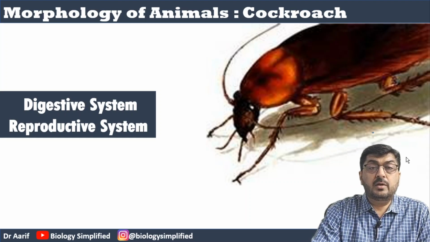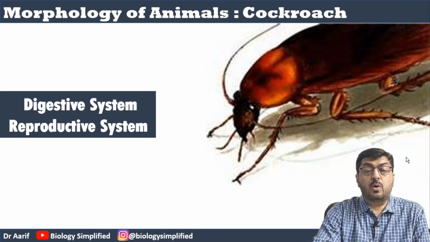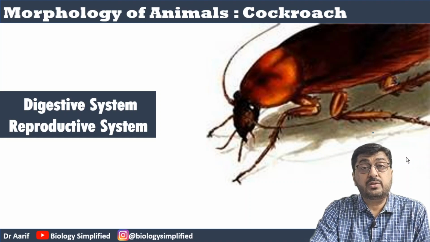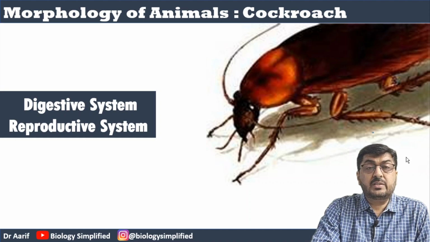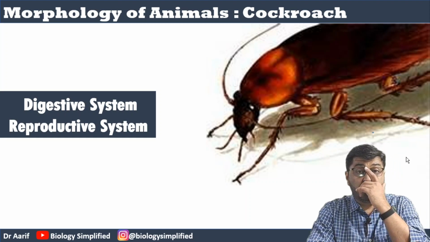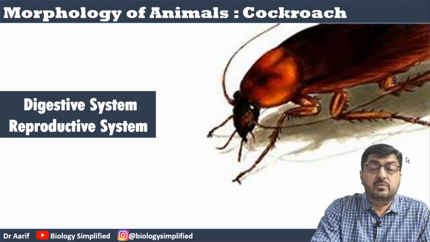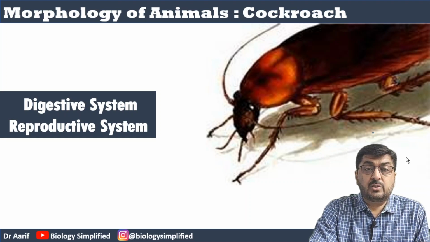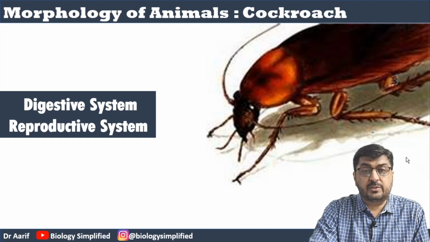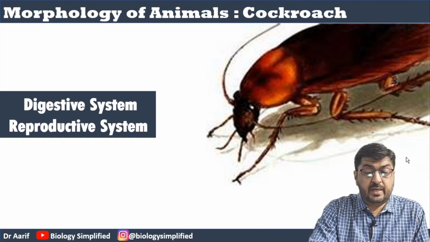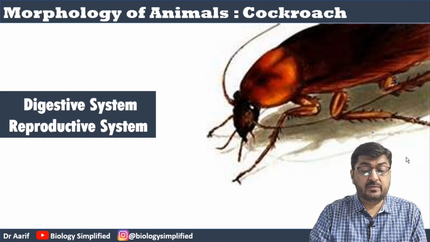We are discussing the morphology of cockroach, and we already had two sessions for that. In these previous two sessions we've discussed external morphology and some systems, right? We discussed the excretory system, the respiratory system, and a couple of other systems also. Two systems are remaining for us to wind up this topic, that is the digestive system and the reproductive system. So let's get on with it and start with the digestive system first.